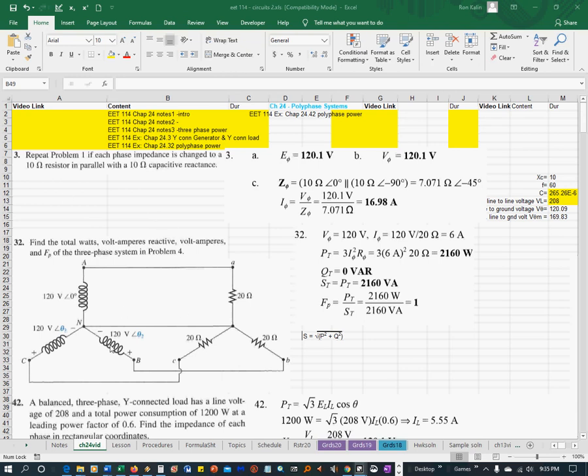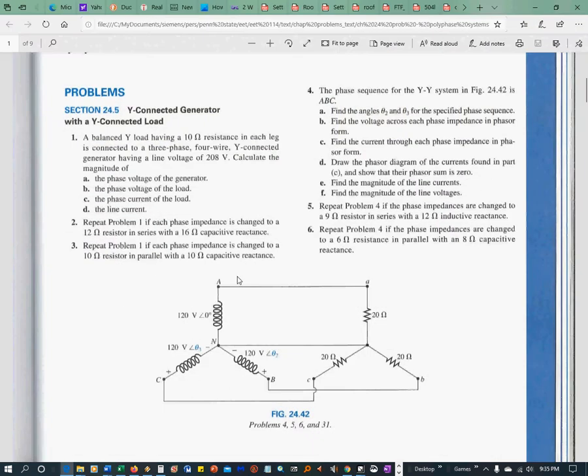What we have is right here. Problem 1 just says a balanced Y load having a 10 ohm resistance in each leg is connected to a 3-phase 4-wire Y connected generator having line voltage of 208. So the line voltage would be from here to here, which is going to be 208. From here to here and here to here, it's going to be 120 as shown.